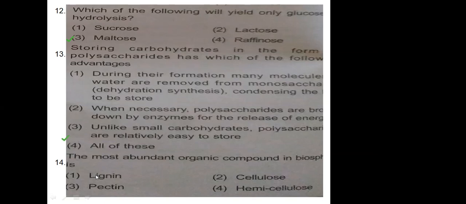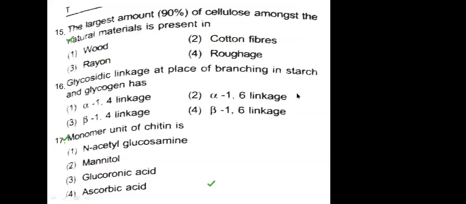The most abundant organic compound in the biosphere is cellulose. Yes. The largest amount of cellulose amongst natural materials is present in wood, cotton fiber, roughage. Glycosidic linkage at the place of branching in starch and glycogen is alpha 1,6 glycosidic linkage. The monomer unit of chitin is N-acetyl glucosamine.